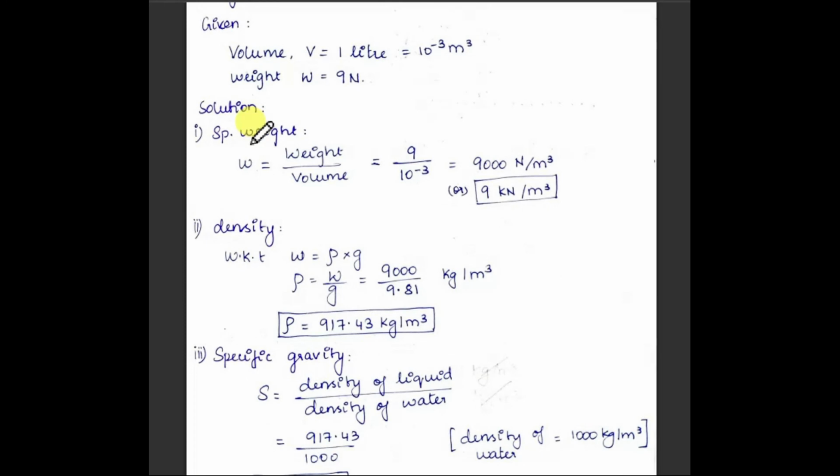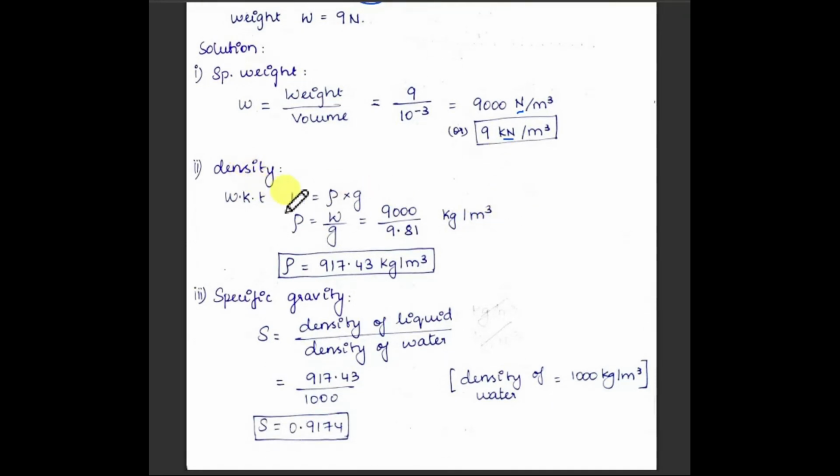We already know specific weight is equal to weight by volume. So this volume we convert from liters to meter cube. We get 10 power minus 3 meter cube, and specific weight is equal to 9 divided by 10 power minus 3, which is equal to 9000 Newton per meter cube. When this is converted to kilonewton, it is 9 kilonewton per meter cube. For density, we already know weight is equal to density into gravitational force, so density is equal to weight by gravitational force. Weight we found as 9000 Newton per meter cube divided by 9.81. Its unit is kilogram per meter cube.